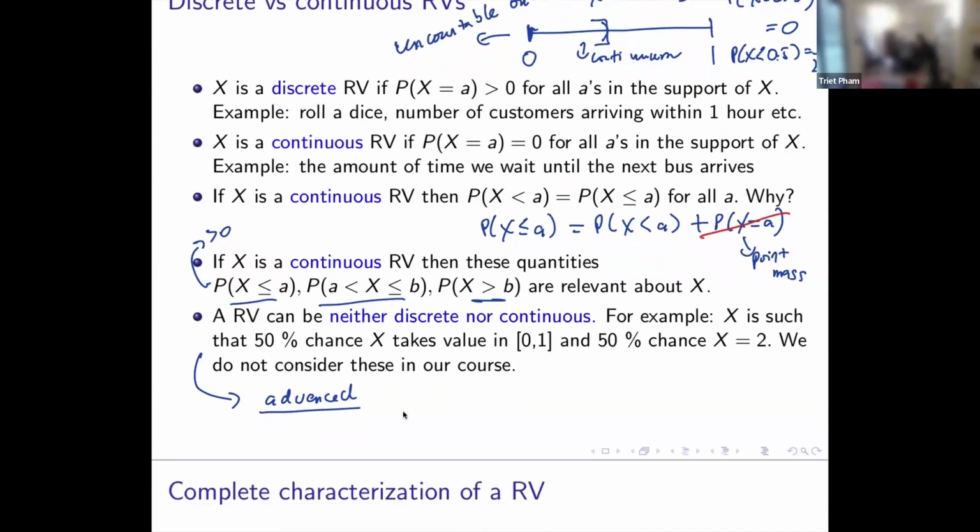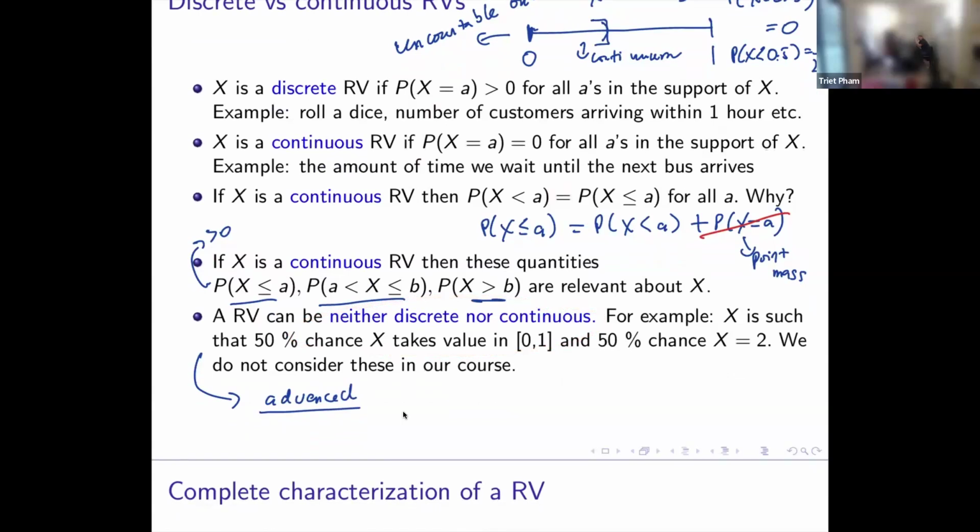And then just to remind you, these are two neat distinctions or categorizations that would serve us for this course and many other beginning courses in probability and statistics. But random variables in general don't have to fall into either one of these camps. They can be neither discrete nor continuous.